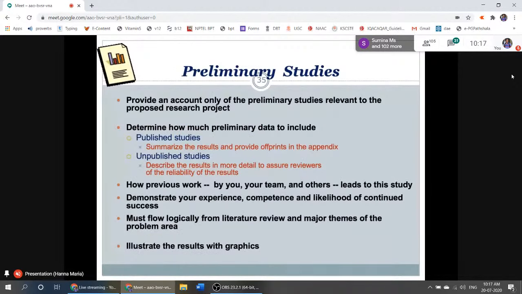Preliminary studies. If you have some preliminary data, it is always nice. Provide an account only of the preliminary studies relevant to the proposed research project. If you show some preliminary experiment, that is extremely nice. Your previous work demonstrates your experience. These are all very, very important for the success of the projects. Next one, please.